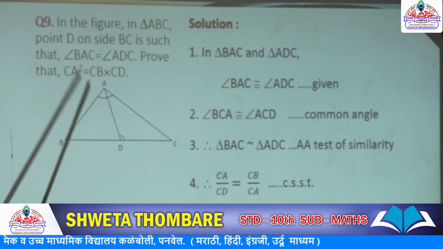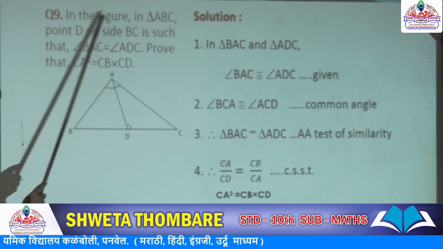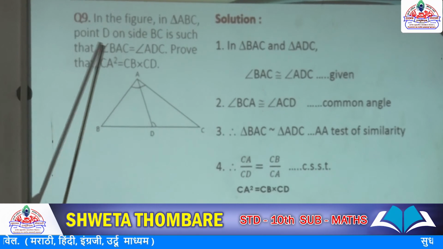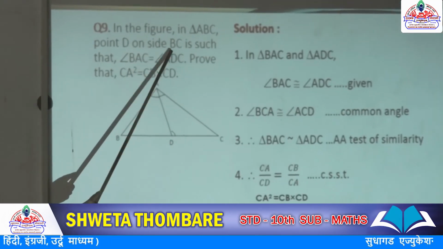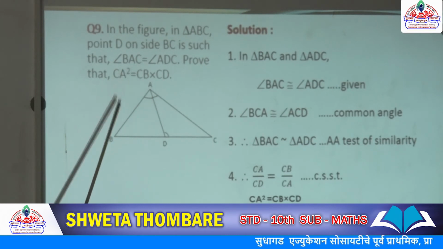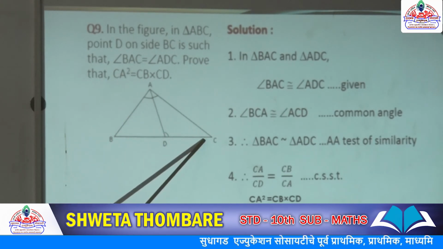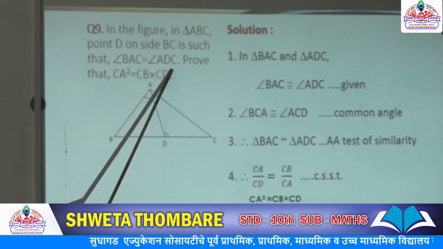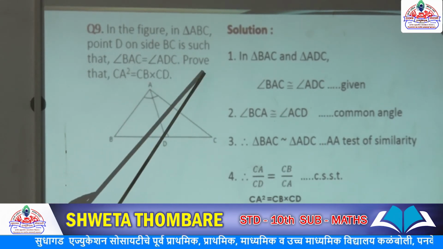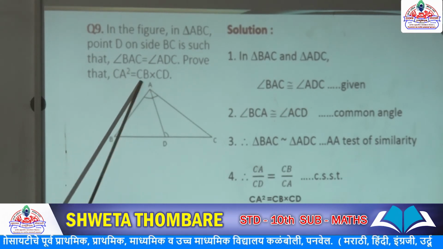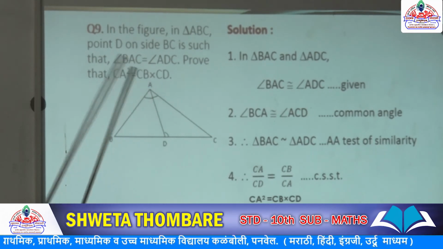Read the question carefully once again. In the figure, in triangle ABC, point D on the side BC is such that angle BAC is equal to angle ADC. This is given to us. Then with the help of this, we have to prove that CA square is equal to CB into CD.